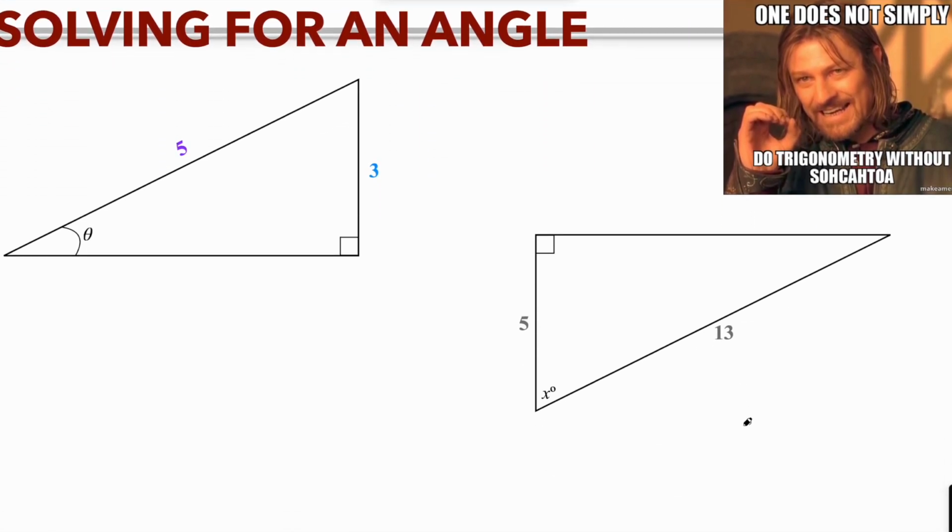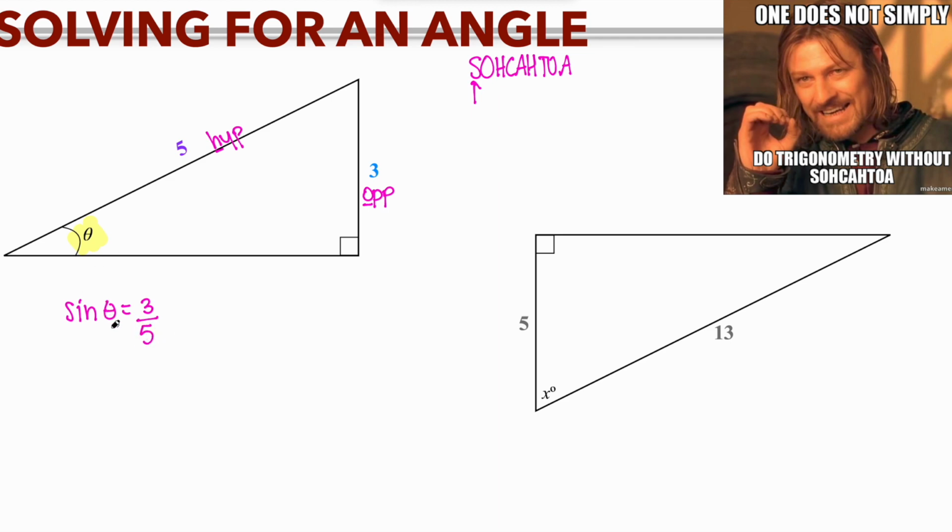So to actually put this into practice, according to this angle, this is my opposite side, and this is my hypotenuse. So according to SOH CAH TOA, O and H stand for sine. So sine of my angle is going to be my opposite over my hypotenuse.